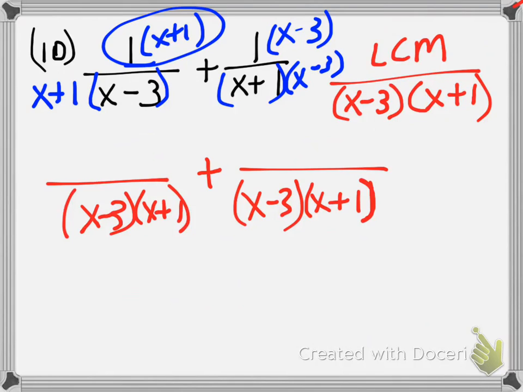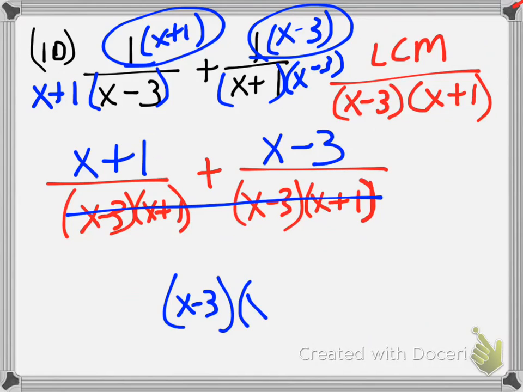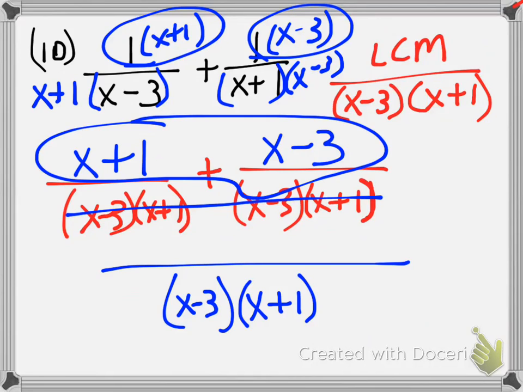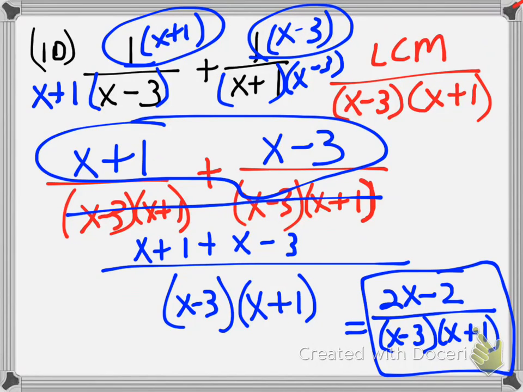So now I have 1 times x plus 1 plus 1 times x minus 3. Now my denominators are the same, so I'm going to keep the denominator, which was x minus 3 times x plus 1. And then I'm going to add my numerators. So this is x plus 1 plus x minus 3. Combining my like terms, I have 2x minus 2 over x minus 3 times x plus 1. And those are the corrections for 8.5.